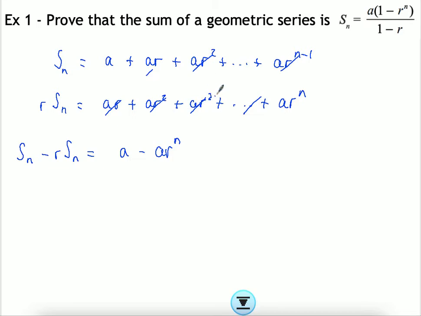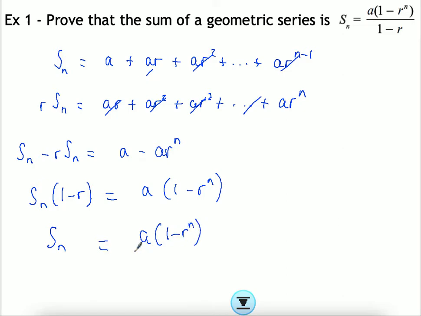Now we're going to factorise both sides. Here we're going to take out a factor of Sn, which is 1 subtract r. Here we're going to take a factor of A out, which is 1 subtract r to the n. And there we have it. Of course this is only true if r is not equal to 1, in which case it wouldn't be a geometric series anyway. You just repeat the same term over and over again. So that's the proof.